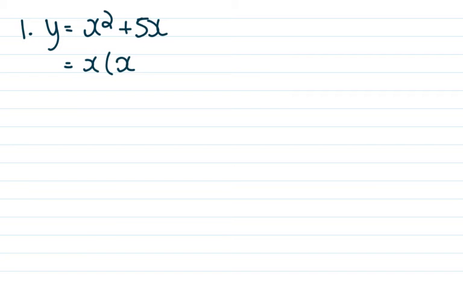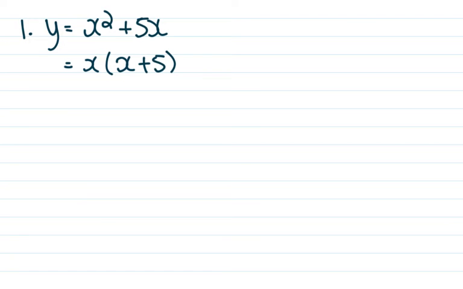So number 1, y equals x squared plus 5x. So we're always going to start by trying to factor. If we can't factor, then we'll use partial factoring. But if we can completely factor, then we want to do that. So we need to ask ourselves, what's the greatest common factor? What could I take out of each term? In this case, I can take an x out of each term. So let's do that. X squared divided by x is x, and 5x divided by x is 5.